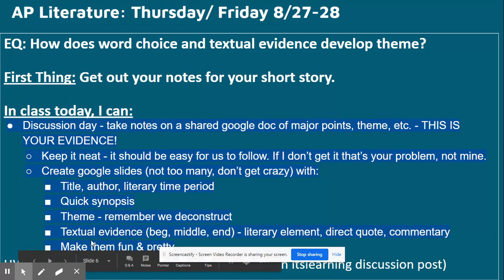And then overall, we want everything to look nice and pretty. If you are so fancy and you want to include some memes or pictures or GIFs or whatever you have in your creative brain, the colors, whatever sticks out to you, a picture of the author, doesn't matter to me. Whatever you want to do, you want to make this as visually appealing as possible, okay?